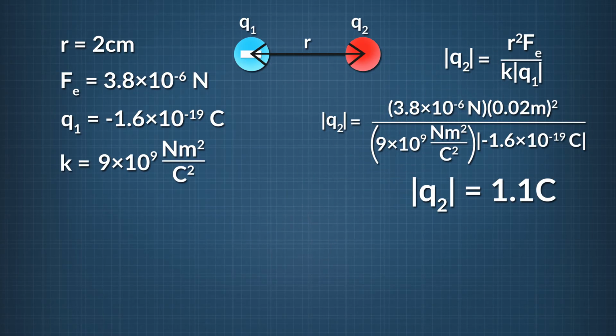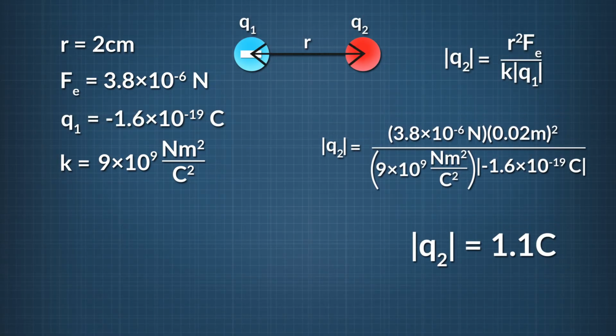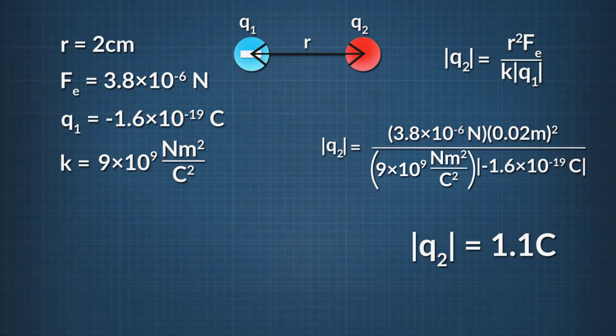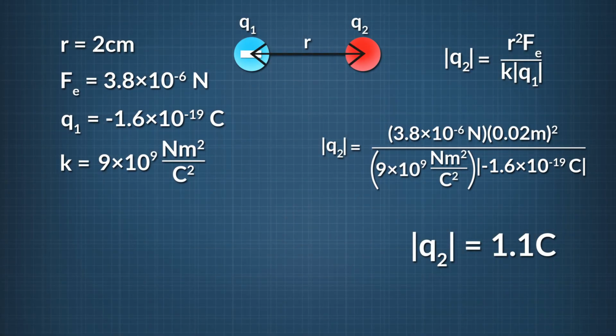Now we can plug in our values for force, distance, the constant K, and the charge Q1. We find that Q2 equals 3.8 times 10 to the negative 6 newtons times 0.02 meters squared divided by 9 times 10 to the 9th Newton meters squared per Coulomb squared times the absolute value of negative 1.6 times 10 to the negative 19th coulombs, which equals 1.1 coulombs.